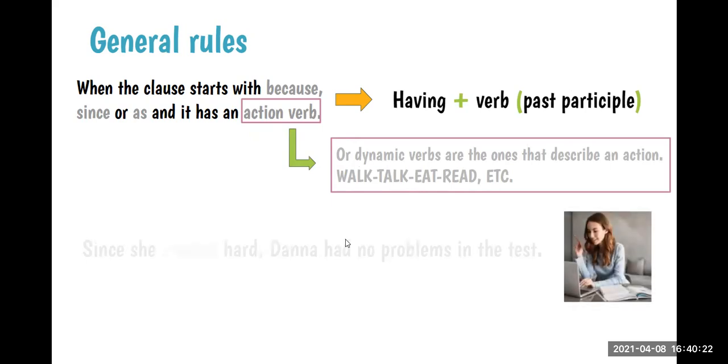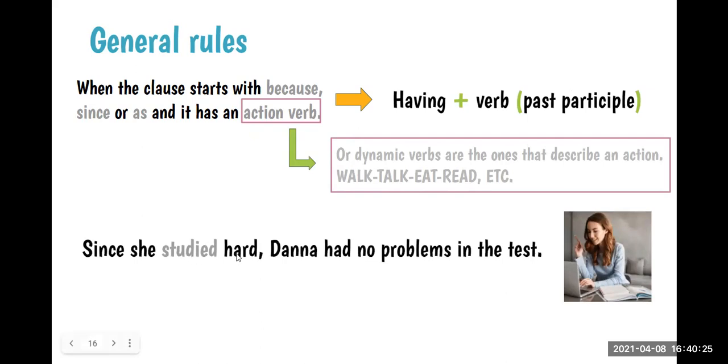So for example, since she studied hard, Dana had no problems in the test. Okay, so as you can see, we have the verb studied, okay? It's in the past and is an action verb. It describes an action, right? So as we have an action verb, we need to use this structure that we have here, okay? So how can you change this verb? How can you reduce this sentence here?